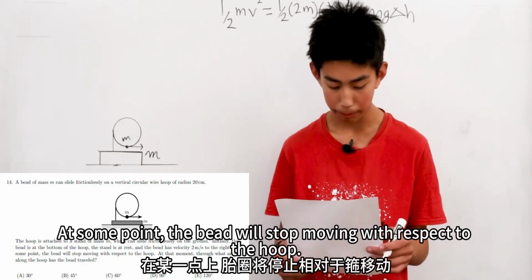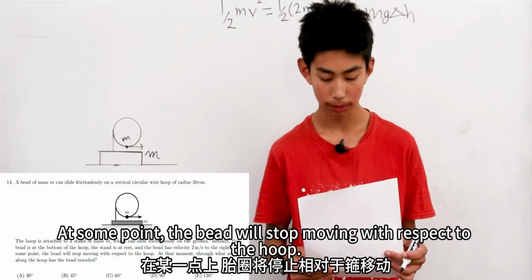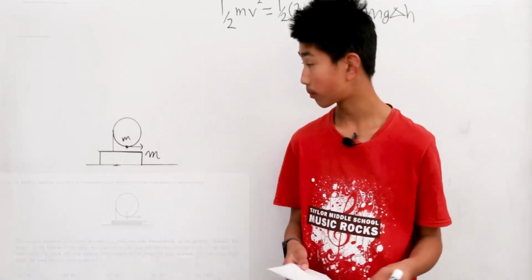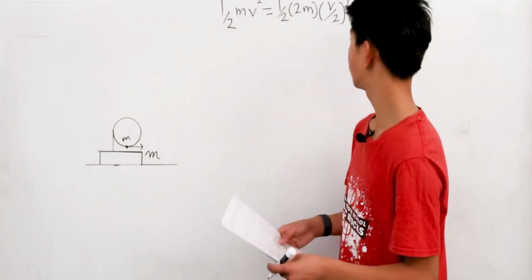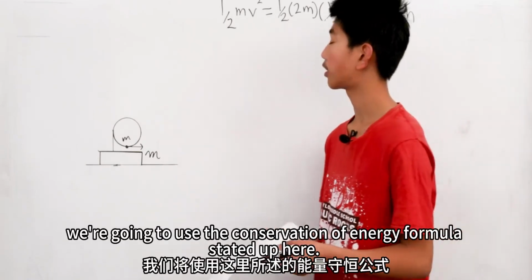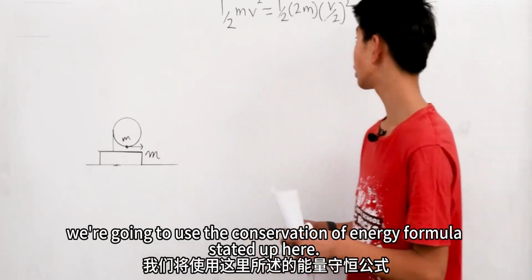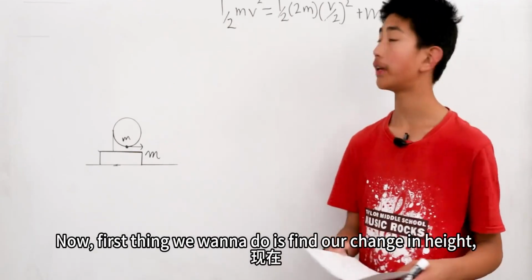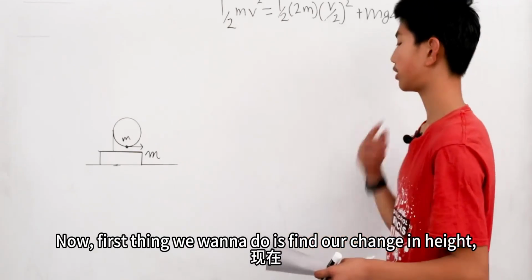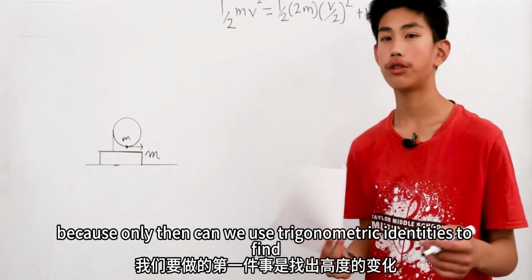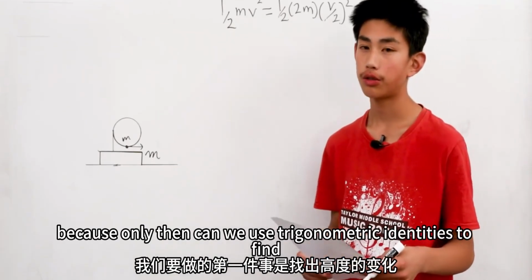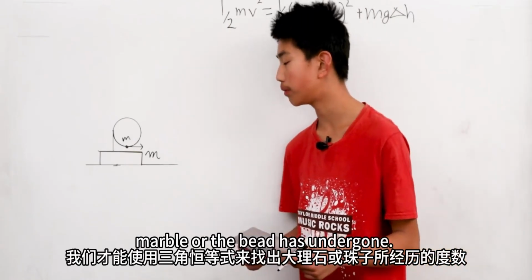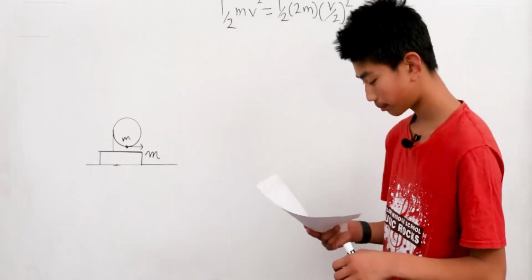At some point, the bead will stop moving with respect to the hoop. At that moment, through what angle along the hoop has the bead traveled? So for this problem, we're going to use the conservation of energy formula stated up here. The first thing we want to do is find our change in height, because only then can we use trigonometric identities to find the degree measure the bead has undergone.